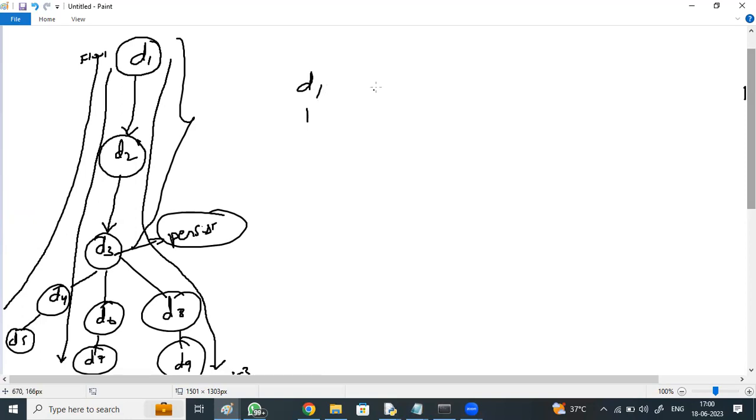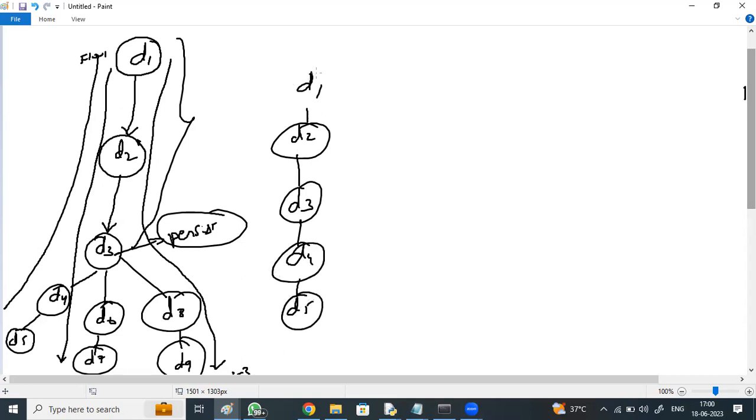D1, all its partitions will be loaded into multiple RAMs. They'll be processed, and the output will be given. The output is nothing but D2. Again, D2 partitions are stored across multiple RAMs, and the output is processed into D3, D4, D5. This is flow 1: D1, D2, D3, D4, D5.